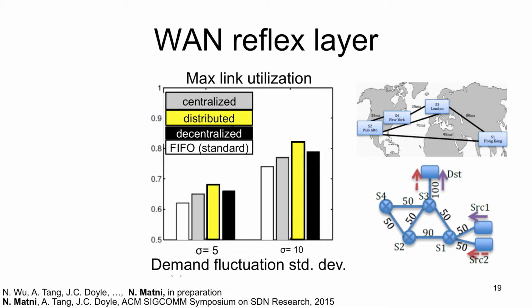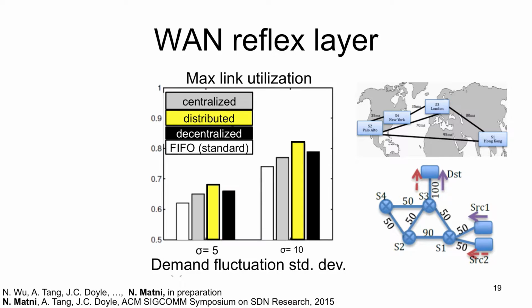So what I'm showing here now is some results that we have in terms of the max link utilization that we can achieve using these different controllers on a wide area network. So by max link utilization, what I mean is the highest ratio of the nominally specified demand rate divided by the link capacity. And then the traffic fluctuations are given by Gaussians with a standard deviation of 5 or 10 around these nominal flow rates. And we just empirically determined what these ratios were. And so we're exploring the performance of these 4 different architectures.